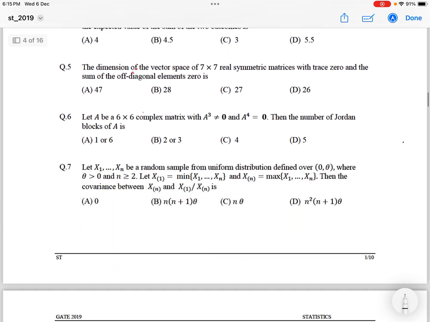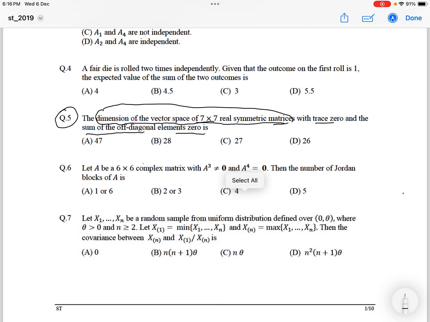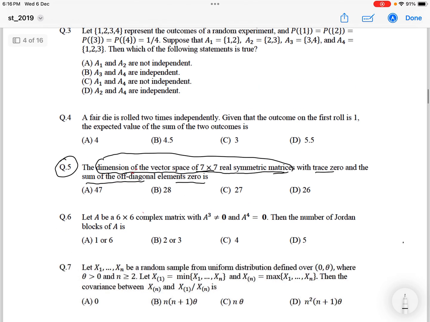So we have our first question, that is question number 5. The dimension of the vector space of 7 by 7 real symmetric matrices with trace 0 and the sum of off diagonal elements is 0. So we have to find the dimension of this vector space of 7 by 7 real symmetric matrices. How can we do that?